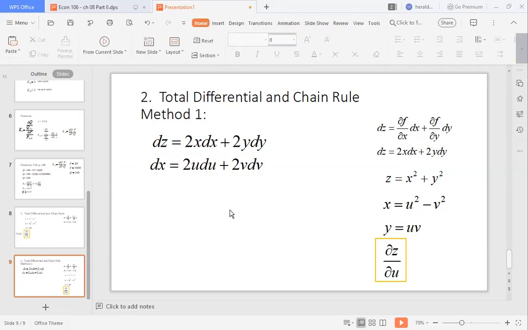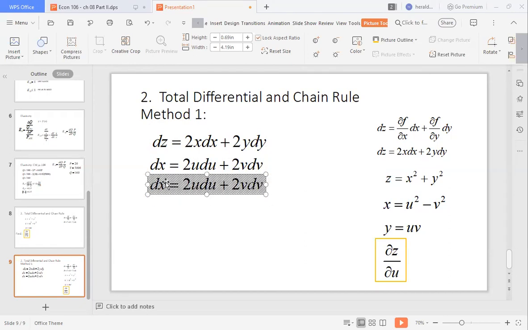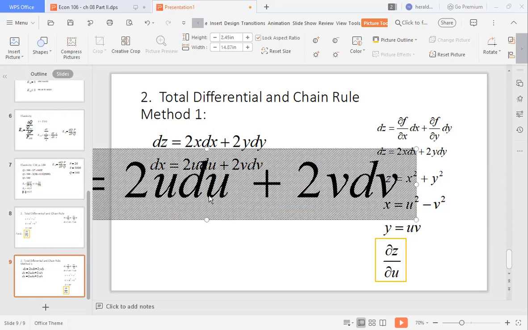So the next thing to do now is to get the total differential of y. If you want to explore this method, you can, but as you can see here, it's a bit lengthy. So let's solve for the total differential of y. So y here is y is equal to uv.